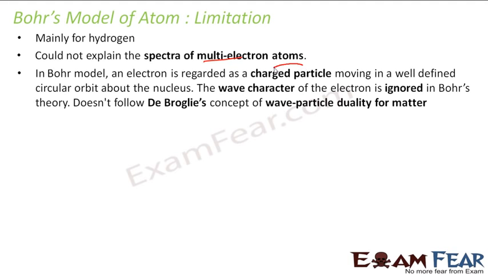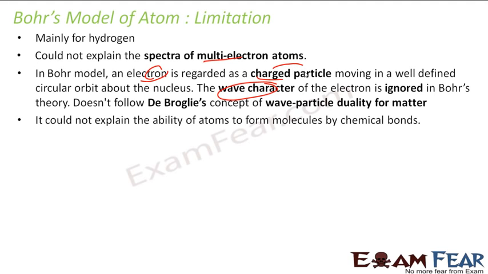And also he assumed electrons as charged particles. So the wave character was ignored. As I told, the duality principle of electrons was in fashion at that time, but he ignored that completely, and he considered electrons only as particles, and it was not able to explain the ability of atoms to form molecules by chemical bonds. And it contradicts the Heisenberg uncertainty principle. That's a very strong principle at that point of time.